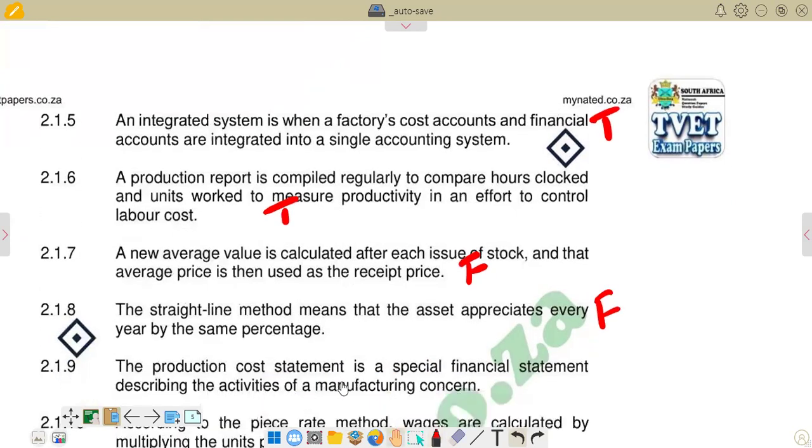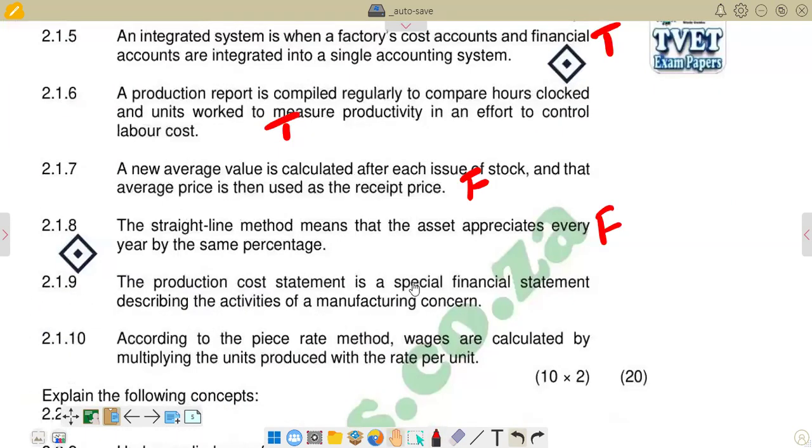Then we go to the next one, 2.1.9. The production cost statement is a special financial statement describing the activities of a manufacturing concern, which is true. The production cost statement is prepared for a manufacturing business, so it's true. Then we go to the next one, 2.1.10, which is the last one.